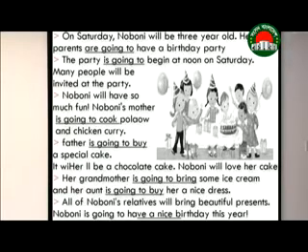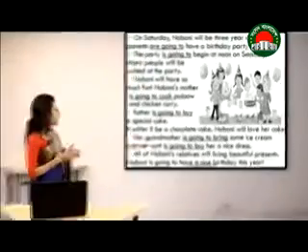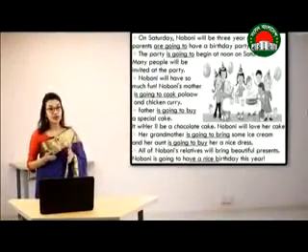Nobuni's mother is going to cook pulao and chicken curry. Her father is going to buy a special cake. It will be a chocolate cake. Nobuni will love her cake. Her grandmother is going to bring some ice cream and her aunt is going to buy her a nice dress. All of Nobuni's relatives will bring beautiful presents. Nobuni is going to have a nice birthday this year.